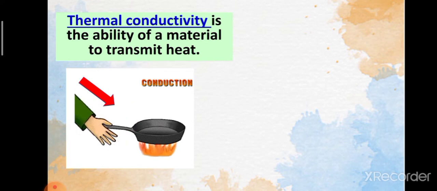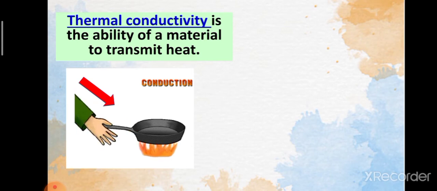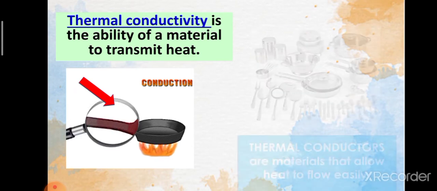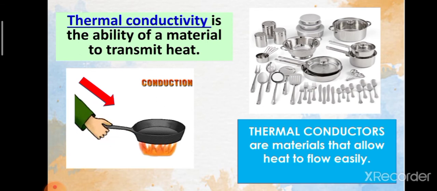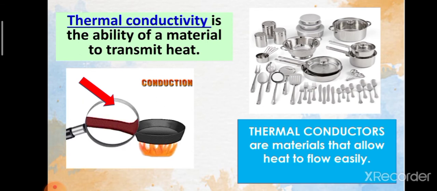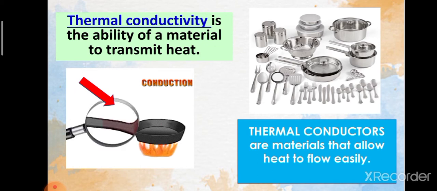Now, let's compare. When we say thermal conductivity, it means the ability of a material to transmit heat, while thermal conductors are the materials that allow heat to flow easily. Thermal conductivity is the process or the ability. Thermal conductors are materials.